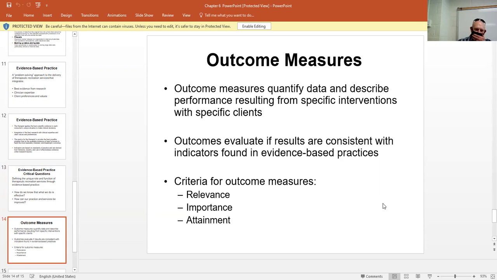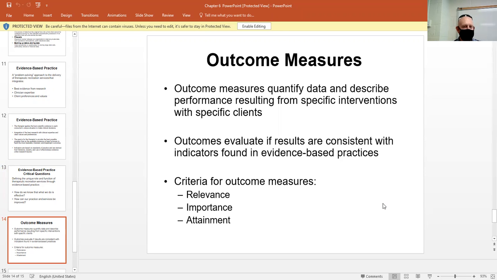Outcome measures, what this is about. They quantify data, describe performance resulting from specific interventions with specific clients. So it basically gives you a hard copy. You've got your data that somebody else can look at now, right? Your outcome measures. This is what we did. These were our results. So you've got it. Somebody else can use that as evidence-based practice. You know what I mean?